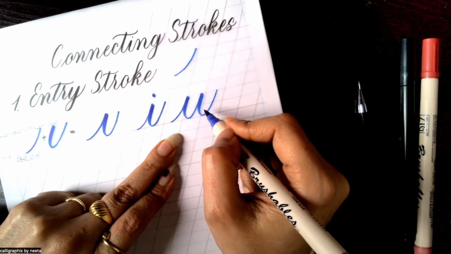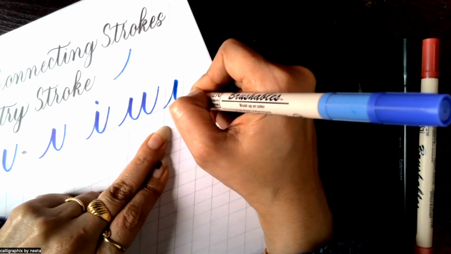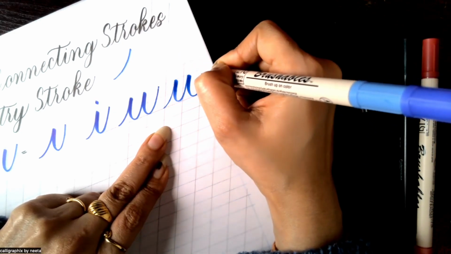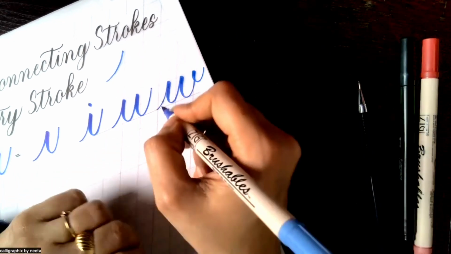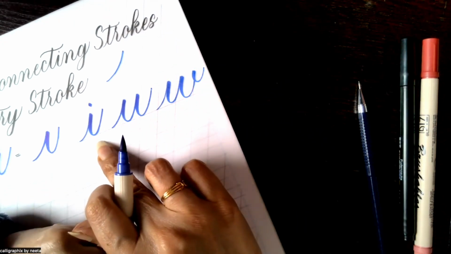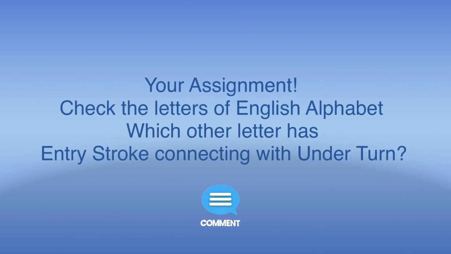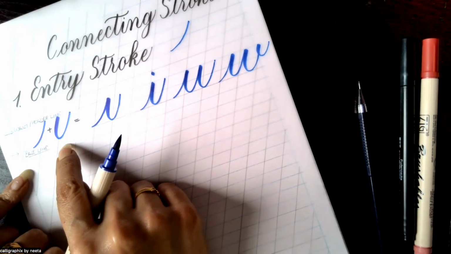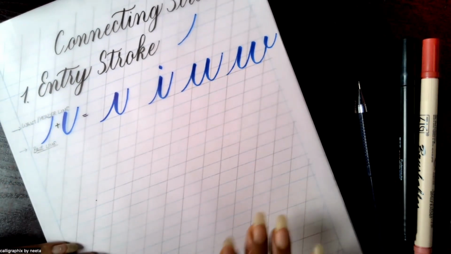This is one more letter, and then another one, and then again a mini underturn here. So the letter W has the entry stroke and underturn connecting together. So there is i, u, w, and what else? Just check and let me know in the comments what all letters start from the entry stroke and are connected to the underturn. I'll see your comments in the comment section and check whether you are able to trace that out or not.